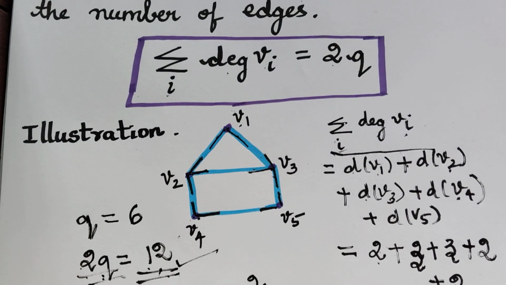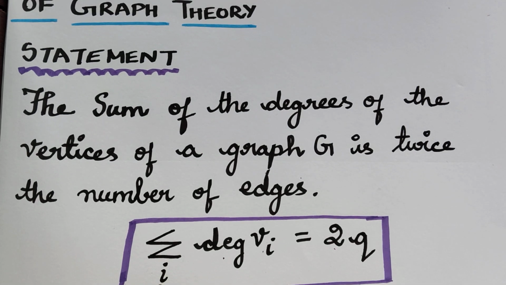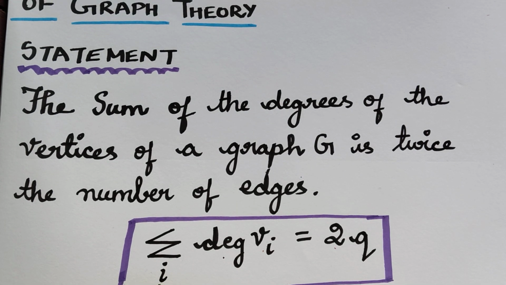Now we shall proceed to the theoretical proof of this statement. Hope you have understood the illustration. So we have to prove that in general, for all graphs, the sum of the degrees of the vertices of the graph is twice the number of edges. We shall see the theoretical proof of this statement now.